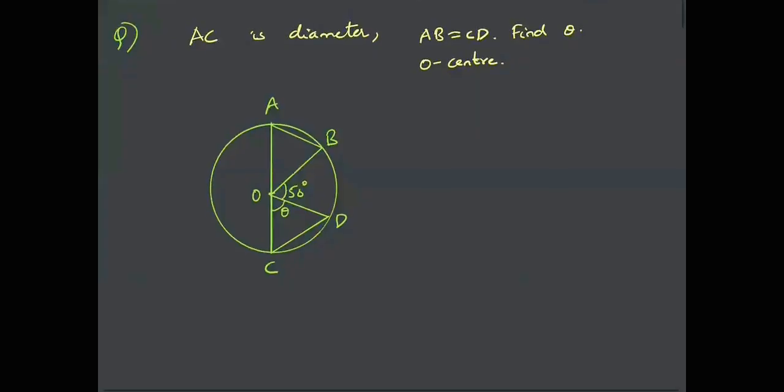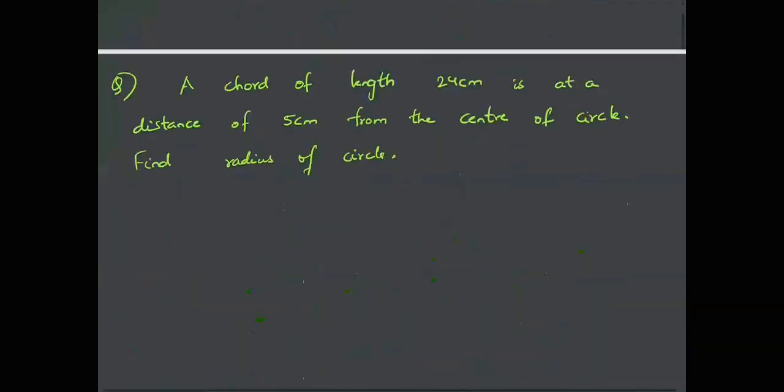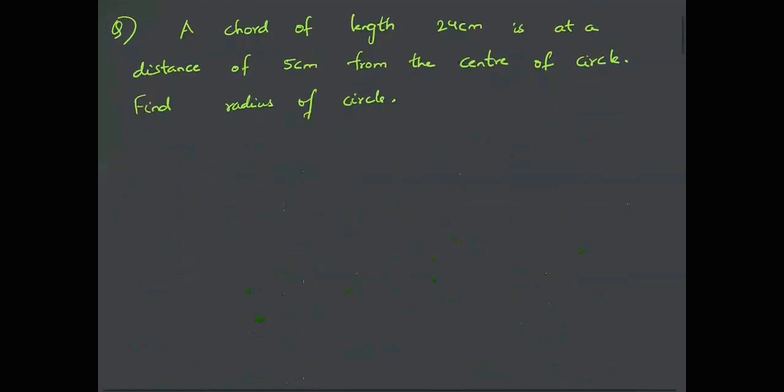Yes, so every one of you got the correct answer. Equal chords subtend equal angles at the center, right? So AB is equal to CD. So the angle subtended by chord AB at the center would also be theta. Since AC is the diameter, 2 theta plus 50 is 180. So theta is 65 degrees. Perfect. Yeah, solve this one.